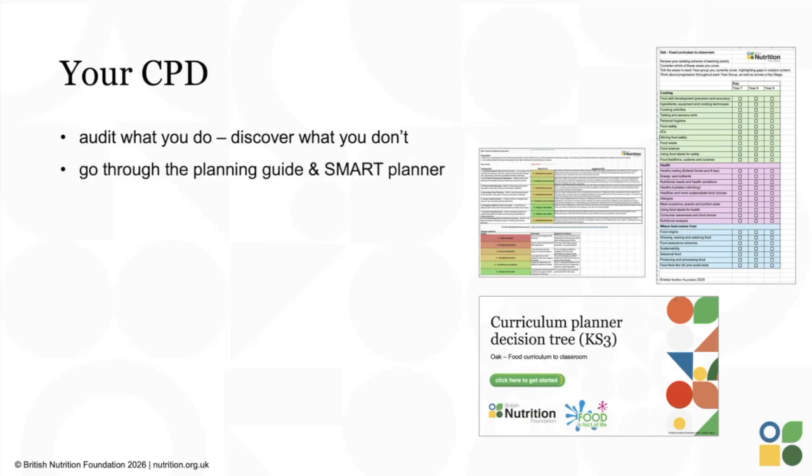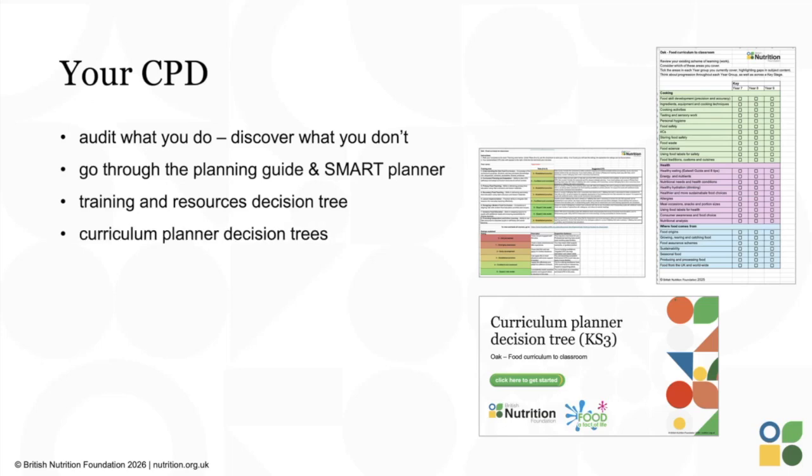I would then suggest that you do go through those planning guides and then use a smart planner to make those goals, to actually make you think about how you're going to go forward, and also to think about what success looks like too. There's lots of training and resource guides available, and we've put these into some interactive PowerPoints like decision trees, just to make it a bit more interesting to find out what training is most appropriate to you, but also about what resources might be of most interest to your teaching too. And there's also some curriculum planner decision trees, which look at the amount of time you have available and the sorts of lessons that you could teach in that time. We've also got all of the previous training sessions.